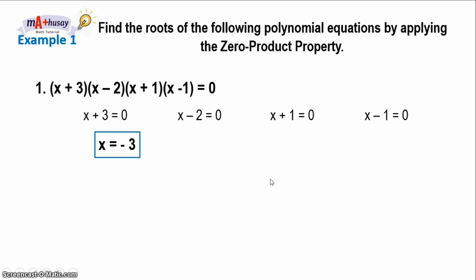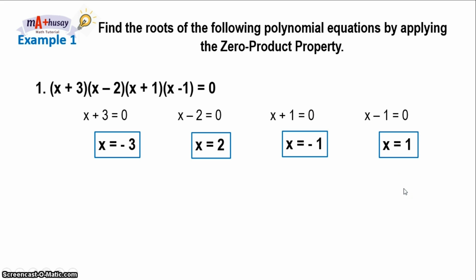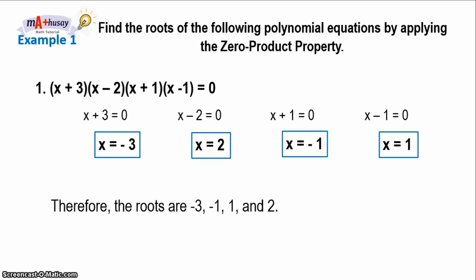Next is x minus 2 equals 0. So, solving for x, x will be equal to 2. The third one, we have x plus 1 equals 0. So, the value of x will be negative 1. And lastly, the value of x will be positive 1. Therefore, the roots of the polynomial equation are negative 3, negative 1, positive 1, and 2. As I said, it's easy for you to find the roots of the polynomial equation if the given is in factored form already.